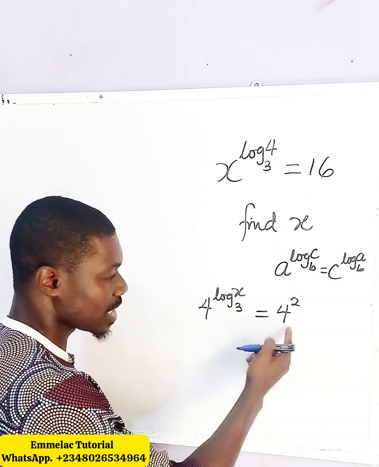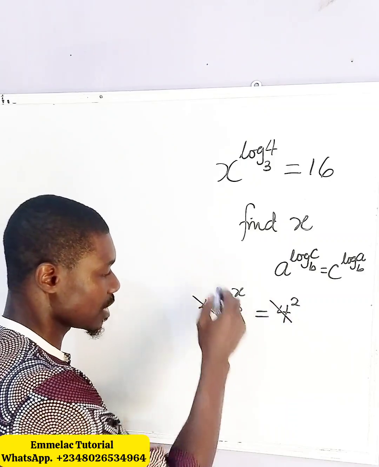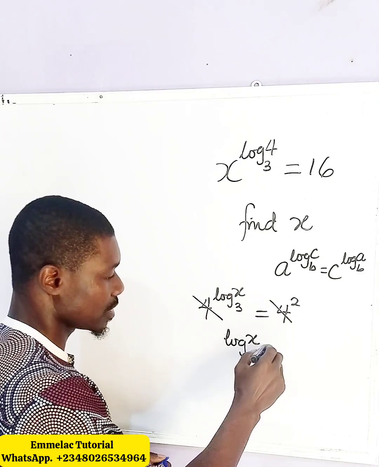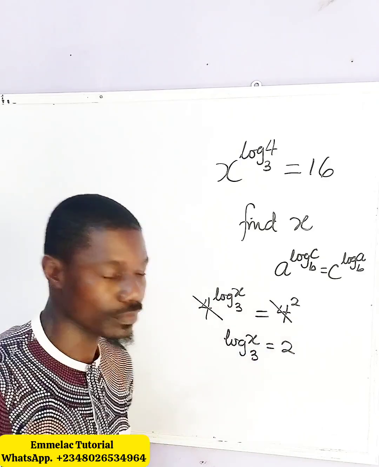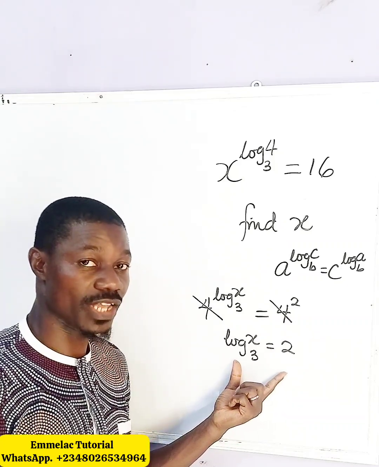Now that we have the same base for this equation, we can just eliminate. Then we have log x base 3 equals what? 2. Now we can actually convert this to an exponent.